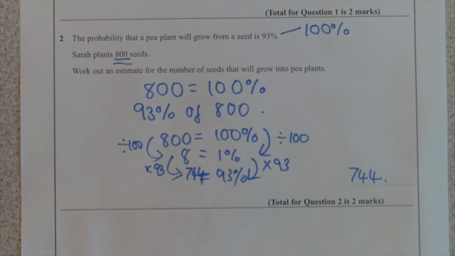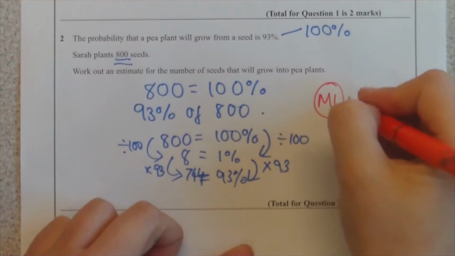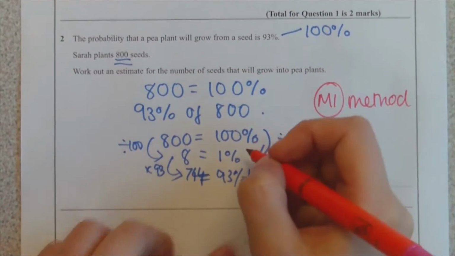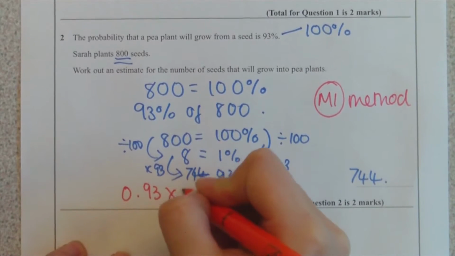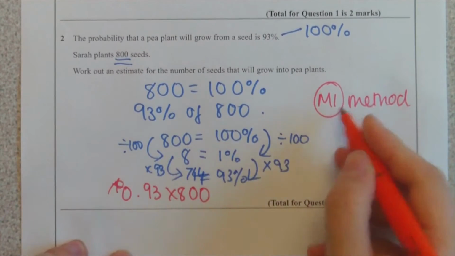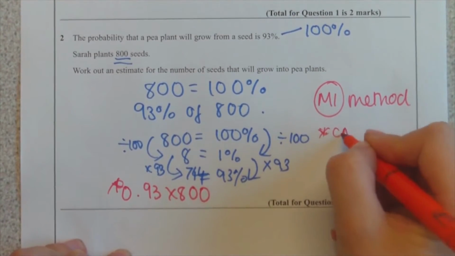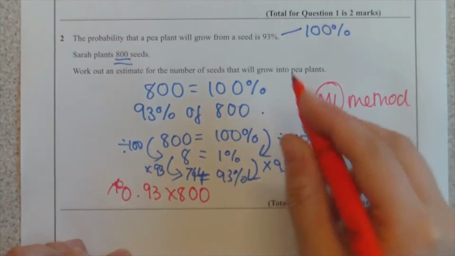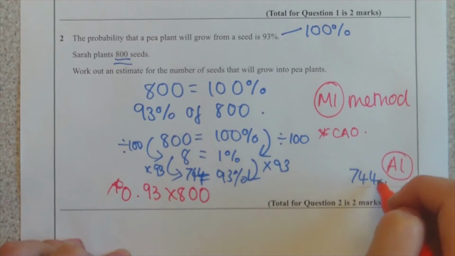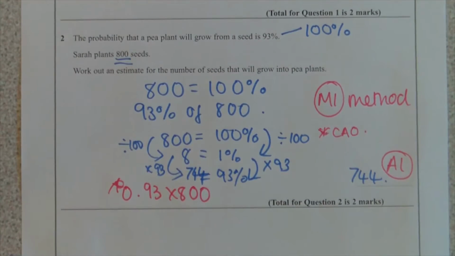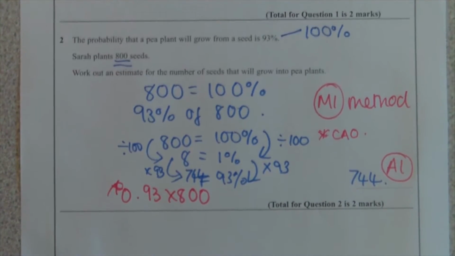With regards to the mark scheme, you get 1 mark for some sort of method. This is the method I've used. Some people might have done 0.93 times 800. Either way, 1 mark for method and then an answer mark. Important to note that this is a correct answer only mark. So if you do all this working in the calculator but don't write it down, so if you just write down 744, you would only get 1 mark rather than 2.